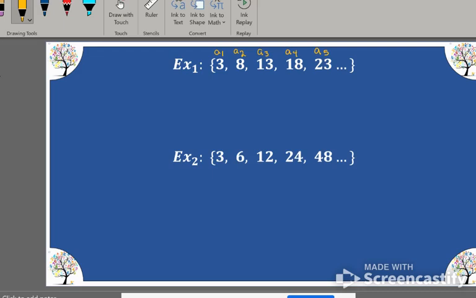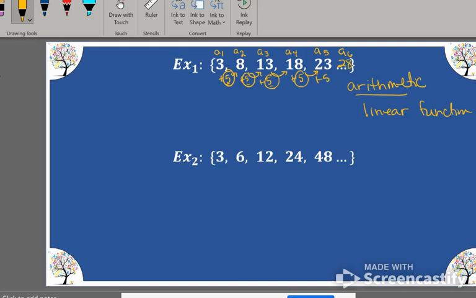So the pattern to get from 3 to 8 to 13 to 18 to 23 is we are adding 5. 3 plus 5 is 8. 8 plus 5 is 13. 13 plus 5 is 18. 18 plus 5 is 23, and so on. When you have a sequence and the pattern is adding or subtracting at the same rate, then we say it's arithmetic. So this is an arithmetic sequence, and it is a type of linear function because of the constant rate of change. We could find our sixth term by adding 5, and it would be 28, and so on.